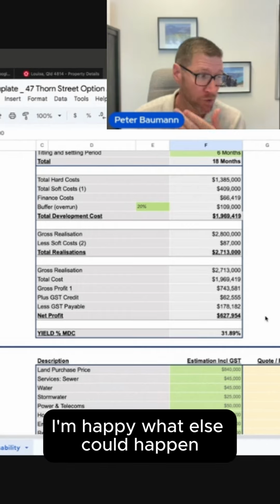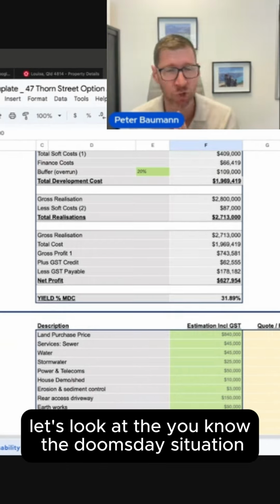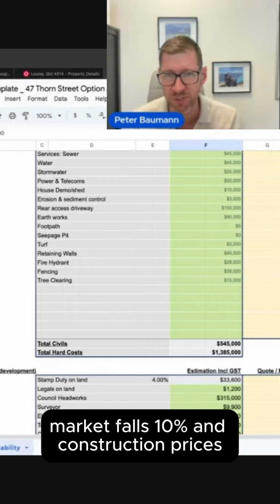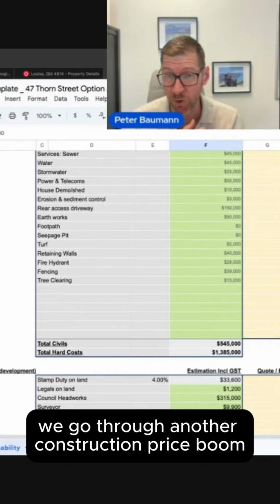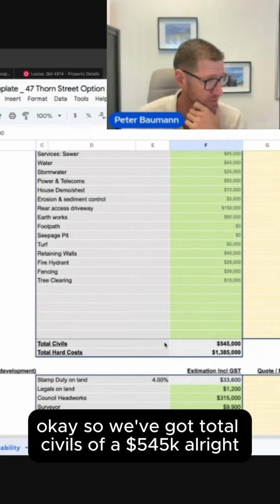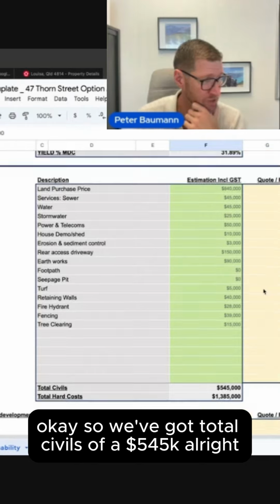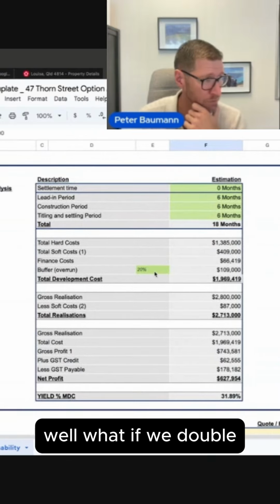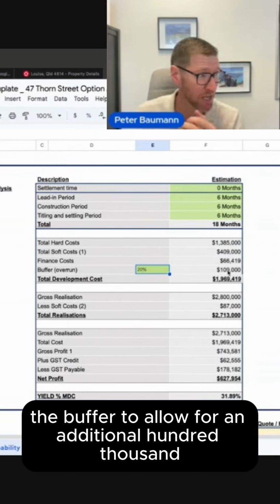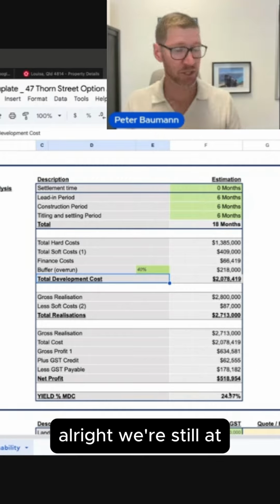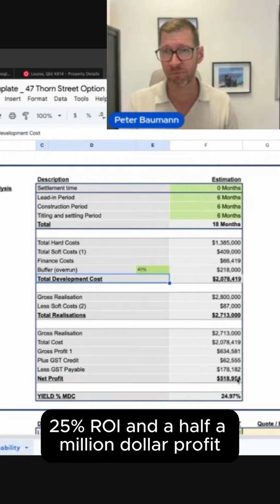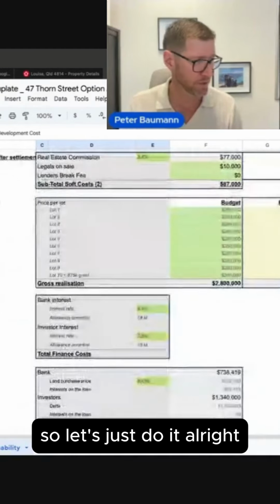I'm happy. What else could happen? Let's look at the doomsday situation. Market falls 10% and construction prices, we go through another construction price boom like COVID. So we've got total civils of 545,000. All right, well, what if we double the buffer to allow for an additional 100,000? All right, we're still at 25% ROI and a $500,000 profit, but it can happen, so let's just do it.